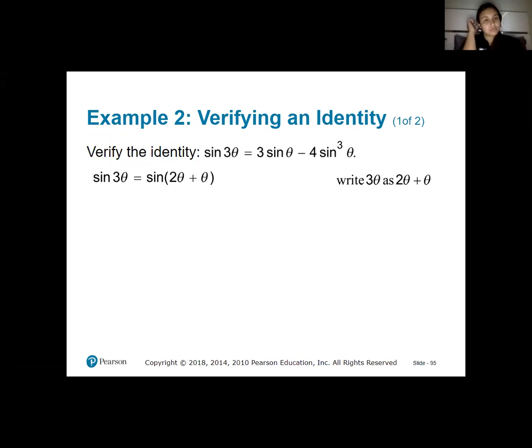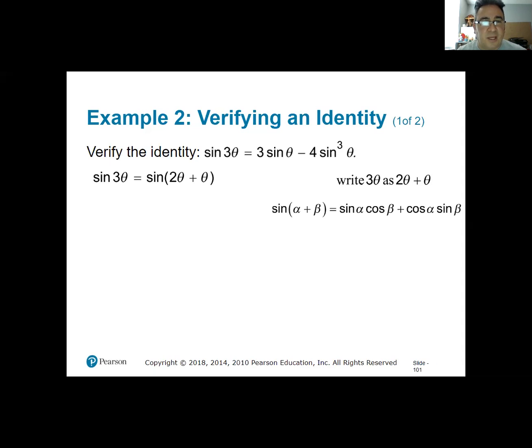And last class we did this, right? Sine of alpha plus beta. So what is that? What's sine of alpha plus beta? It's sine of A cosine of B plus cosine of A sine of B. Got it? So we're going to apply this to what we have there.